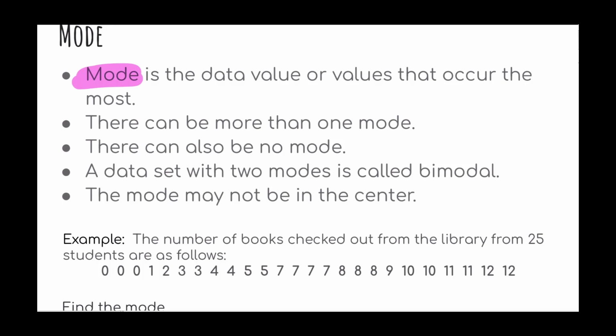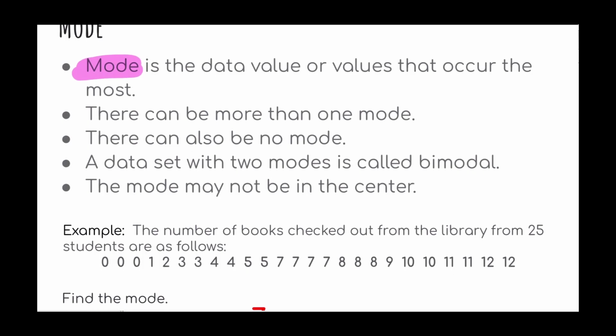Bimodal has two modes. And then a mode, even though it's a measure of center, this is the interesting one. Even though it's a measure of center, it may not be in the center. So it's interesting that they call it a measure of center. I mean, it can be in the center, and many times it is, but it's not always in the center. And so that's something important to remember.